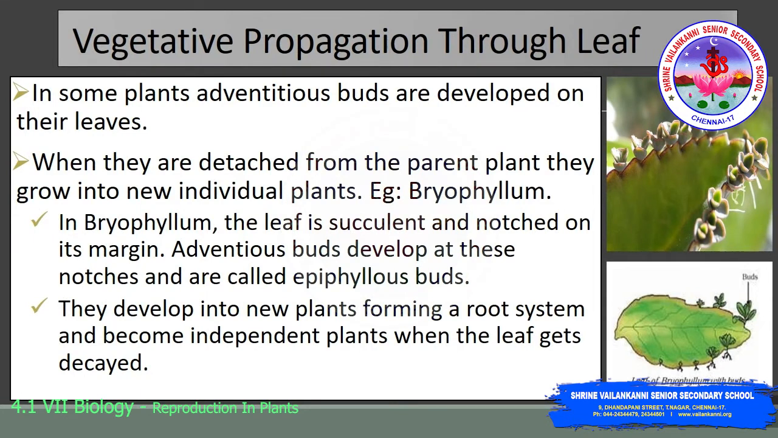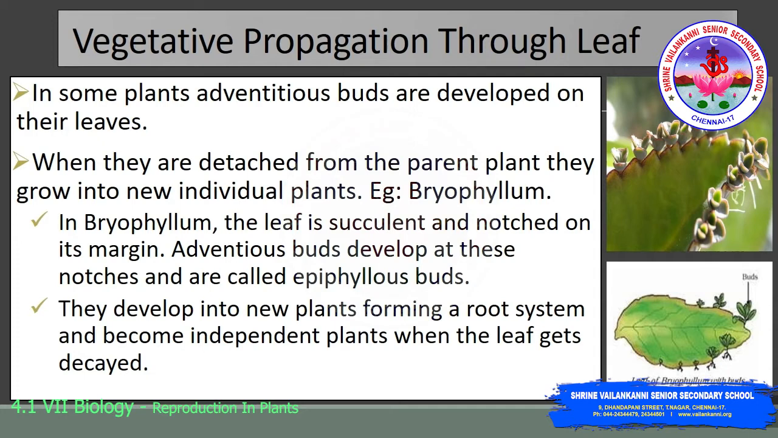Now, we shall study the vegetative propagation through leaf. In some plants, adventitious buds are developed on their leaves. When they are detached from the parent plant, they grow into a new individual plant. Example is bryophyllum. In bryophyllum, the leaf is succulent and notched on its margin. The adventitious buds develop at its notches and are called epiphyllous buds.